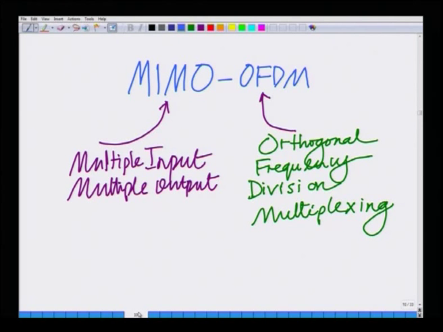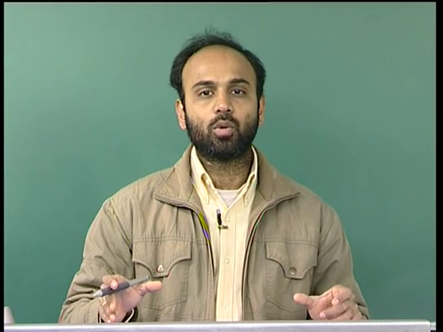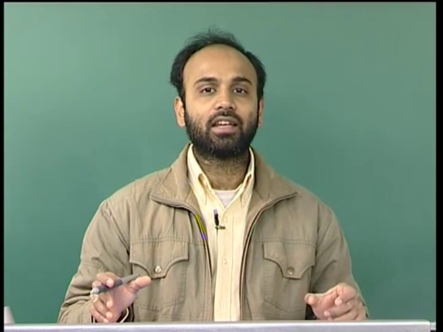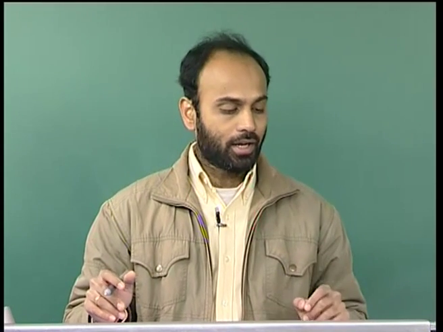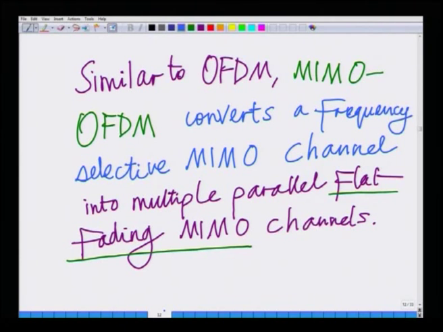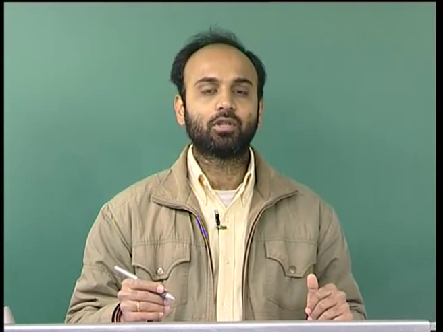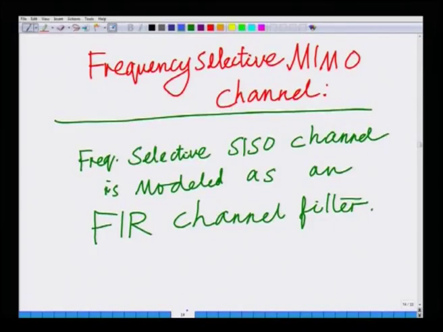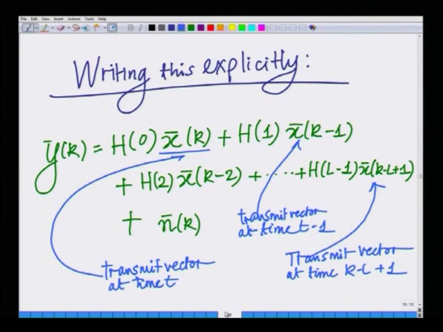And then we subsequently modified the OFDM system to a MIMO OFDM system, to extend it to frequency selective MIMO communication systems, that is to handle the problem of frequency selective MIMO communication. And we said OFDM converts the frequency selective MIMO fading channel into a set of parallel flat fading MIMO channels.